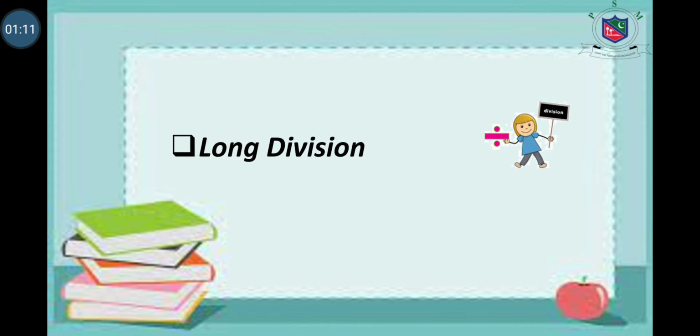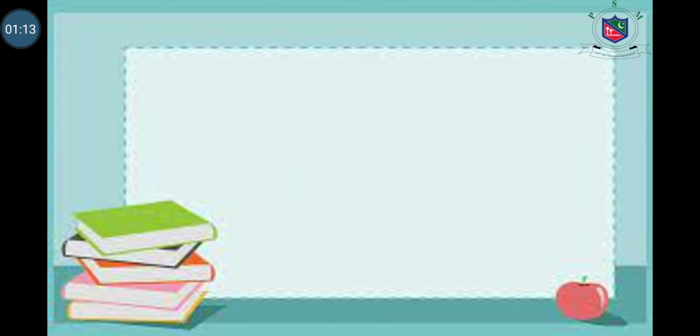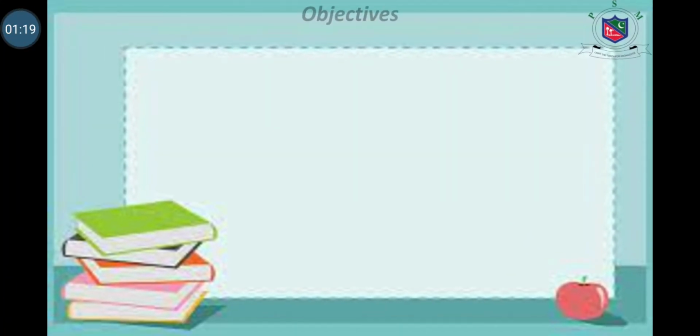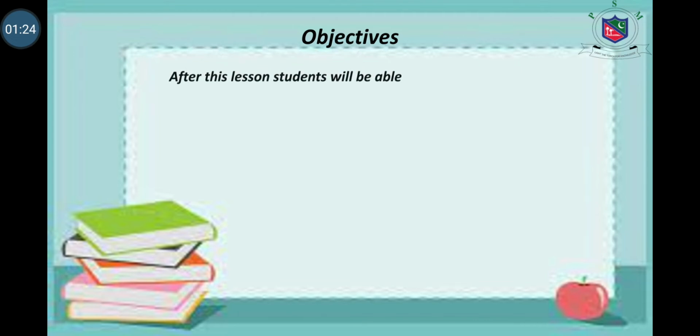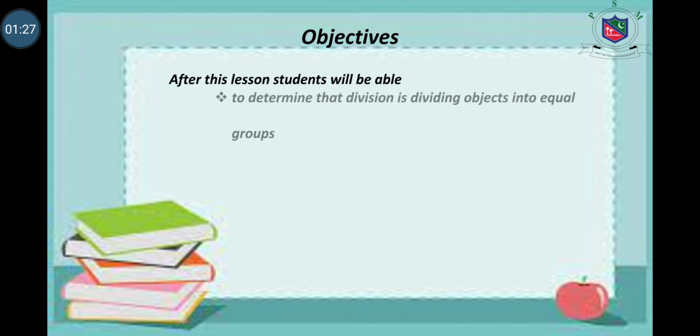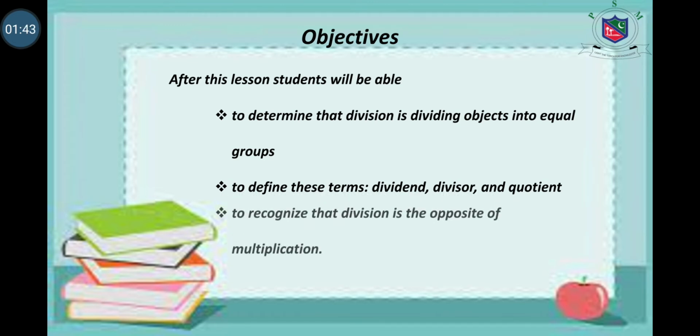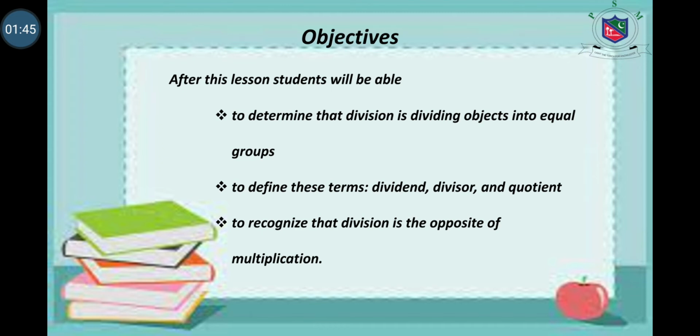To start our lesson, first of all, we have to go through the objectives of today's lesson. Dear students, the objectives of today's lesson are: after this lesson, we shall be able to determine the division as dividing objects into equal groups. We shall be able to define the terms like dividend, divisor and quotient. We shall be able to recognize the division as the opposite of multiplication.